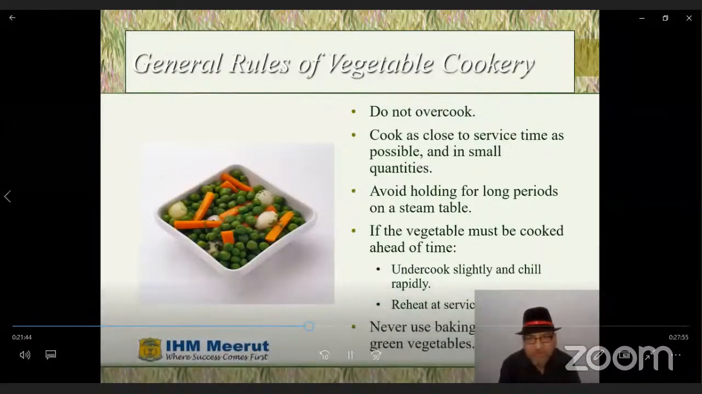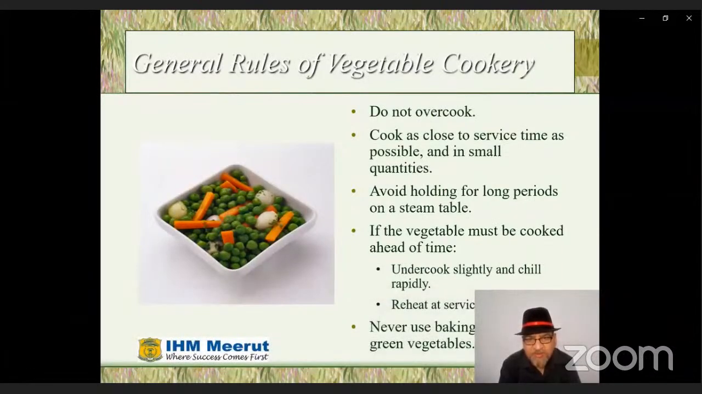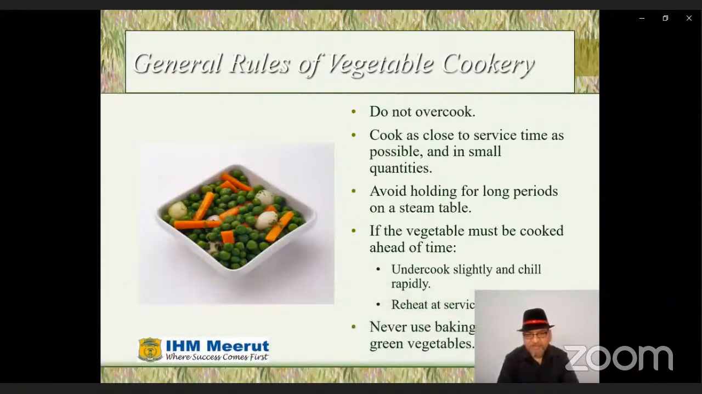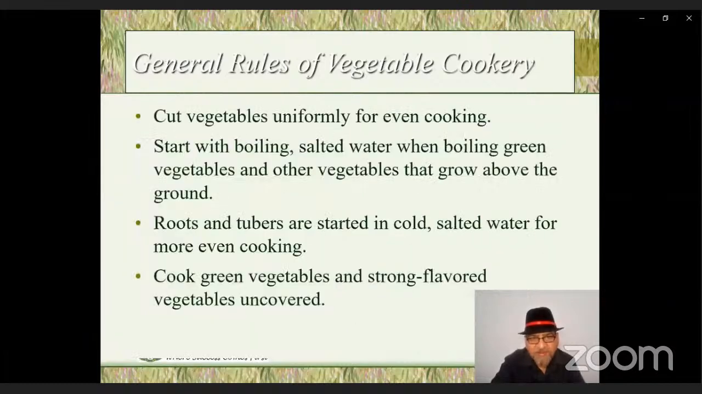General rules of vegetable cooking: do not overcook. Cook as close to service time as possible and in small quantities. Avoid holding for long periods on a steam table. If the vegetables must be cooked ahead of the time, undercook slightly and chill rapidly. Reheat at the service time. Never use baking as a cooking method for green vegetables. Cut vegetables uniformly for even cooking.